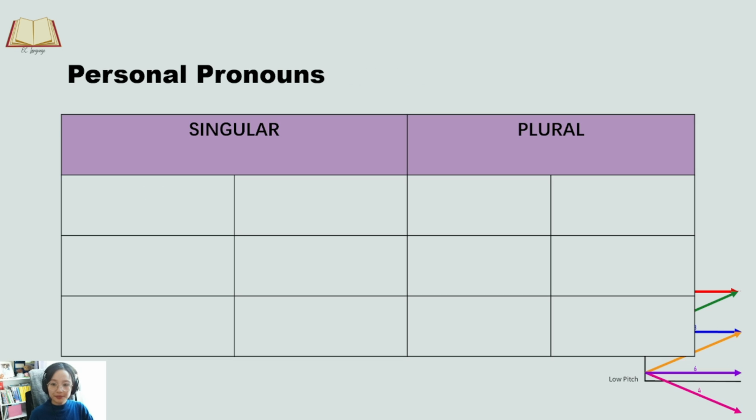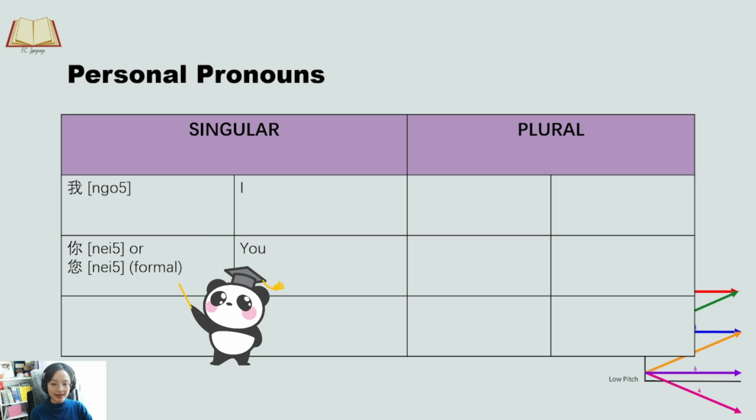Now let's look at some personal pronouns. These are the most common and probably the most important pronouns you will see in Cantonese. First we start with the first person singular, which is 我. And then we'll go to the second person singular, which is 你.